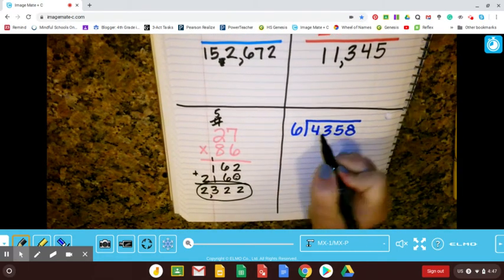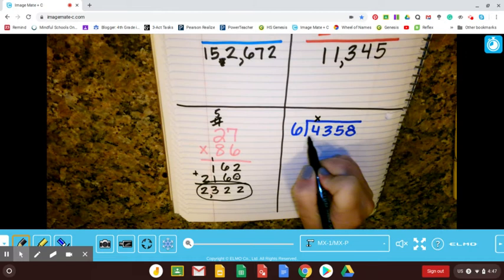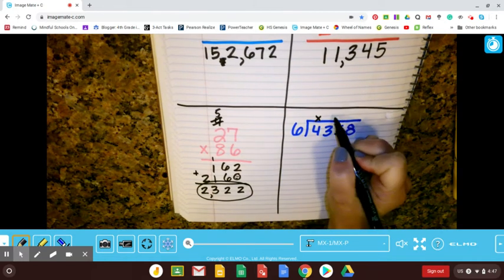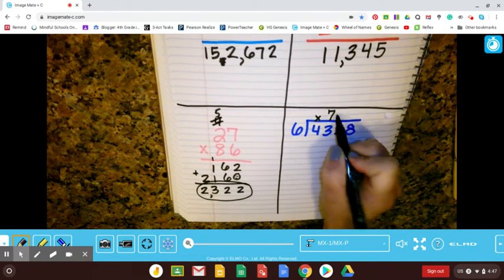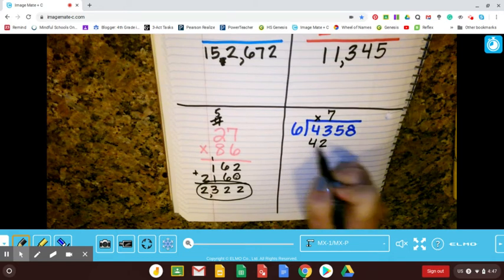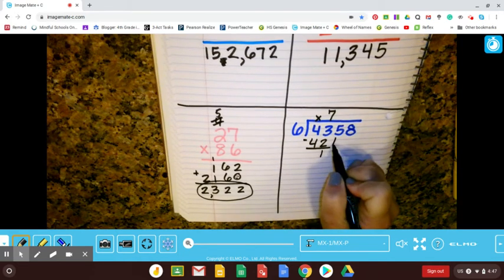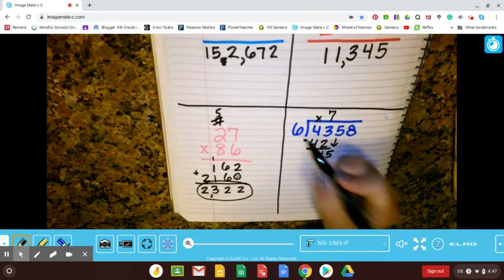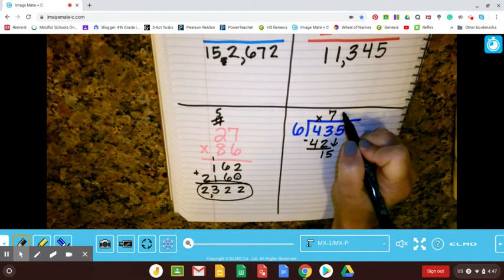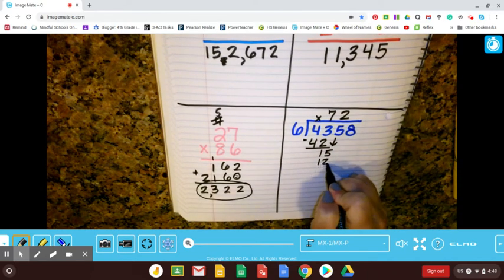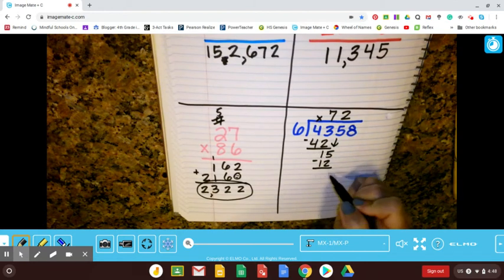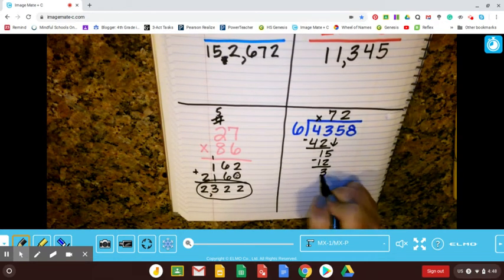Now let's take a look at our long division problem. Can a 6 go into a 4? No. Can a 6 go into 43? Yes. It can go in 7 times. 6 times 7 is 42. We're going to subtract, bring down our 5. 6 can go into 15 2 times. That would be 12. Now we're going to subtract again and get 3.